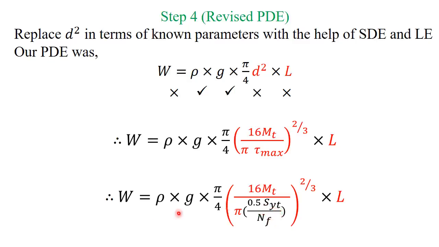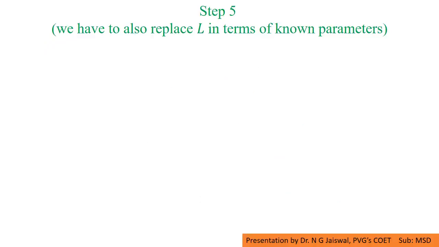So the whole equation becomes this way. You see now, rho is known, G is known, pi by 4, 16 mt, the torque is given, SYT of all materials is given, factor of safety is given. So up to this everything is known, but L is still unknown. So now further effort must be to find L in terms of some known parameter. So we have to replace the L in terms of known parameters. How will we replace it?